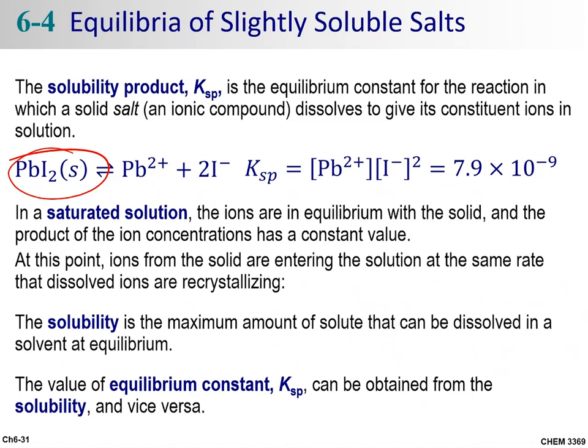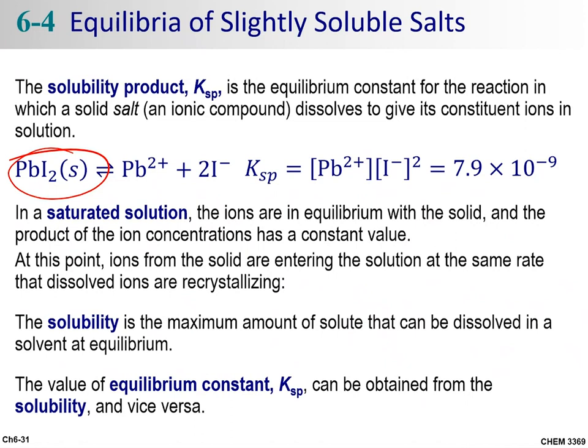But the rates of the forward and reverse reactions are the same. So it appears as though the concentrations are constant. That's what we consider the equilibrium, right? So we need to determine the solubility, and in order to determine the solubility, we can use the equilibrium constant.